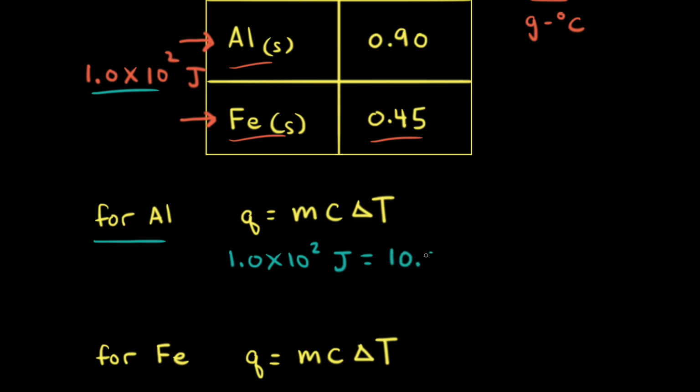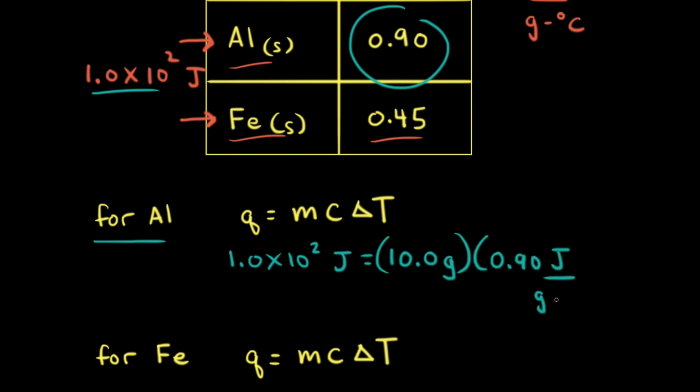So this would be 10.0 grams of aluminum. And then we multiply that by the specific heat of aluminum, which is 0.90 joules per gram Kelvin times delta T. When we do the math for this, the joules will cancel out, the grams will cancel out, and we would find that delta T would be equal to 11 Kelvin, or 11 degrees Celsius. It doesn't really matter which units you're using here for the specific heat.